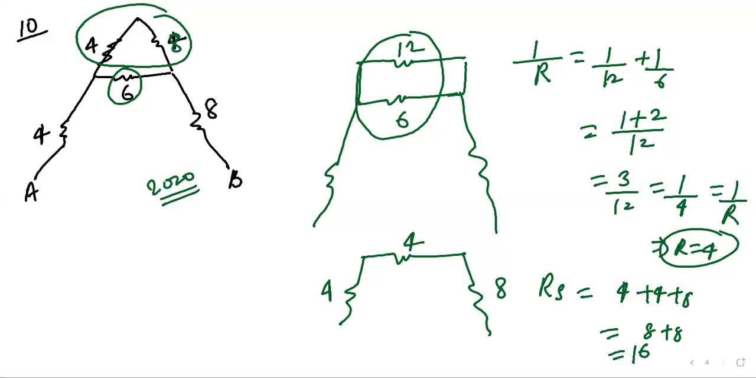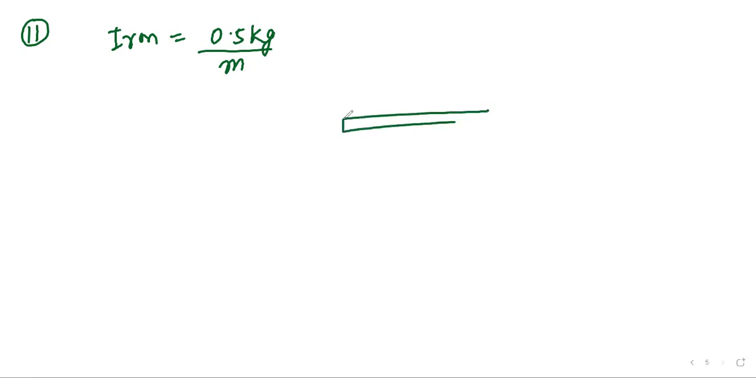So let's see the next question, number 11. A metallic rod of mass per unit length 0.5 kg per meter, an iron rod, is lying horizontally on a smooth inclined plane with an angle of 30 degree. So there is a smooth plane, and the rod is on the incline at 30 degree.